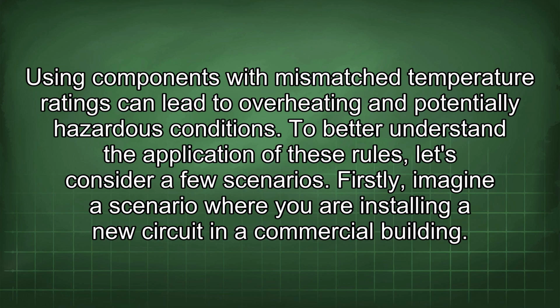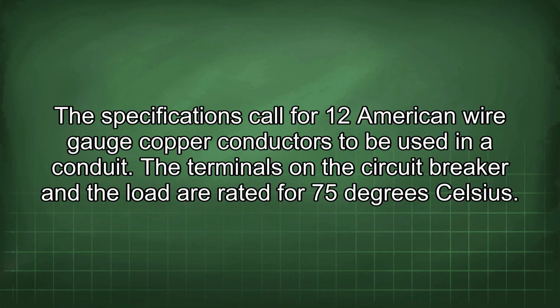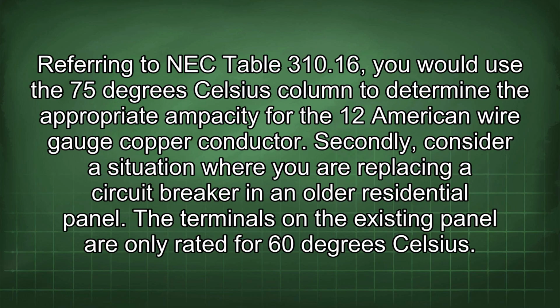Firstly, imagine a scenario where you are installing a new circuit in a commercial building. The specifications call for 12 American wire gauge copper conductors to be used in a conduit. The terminals on the circuit breaker and the load are rated for 75 degrees Celsius. Referring to NEC Table 310.16, you would use the 75 degrees Celsius column to determine the appropriate ampacity for the 12 American wire gauge copper conductor.